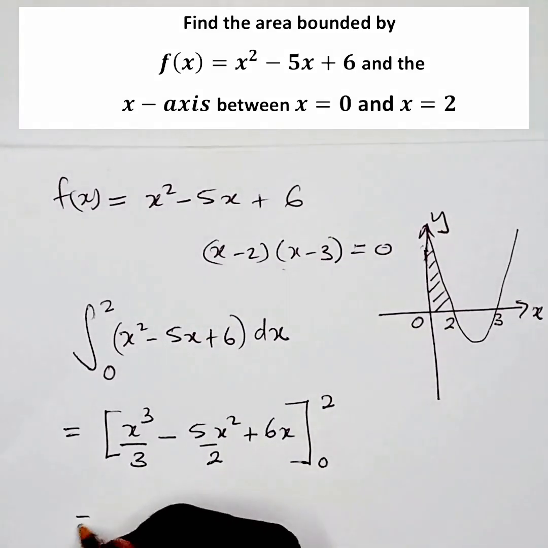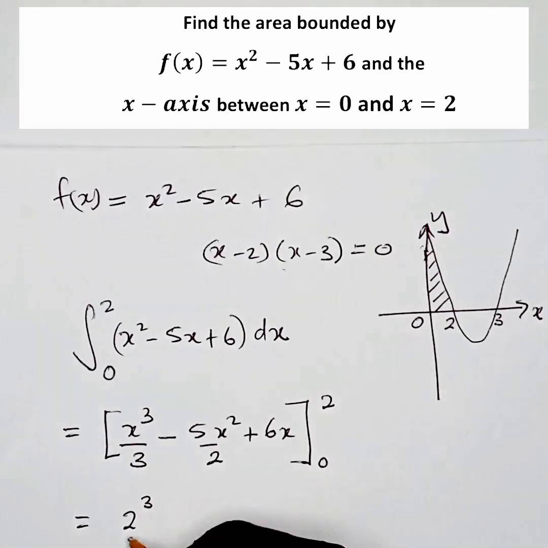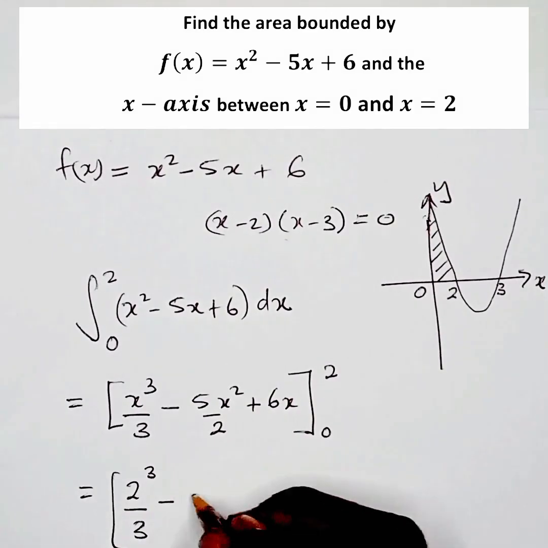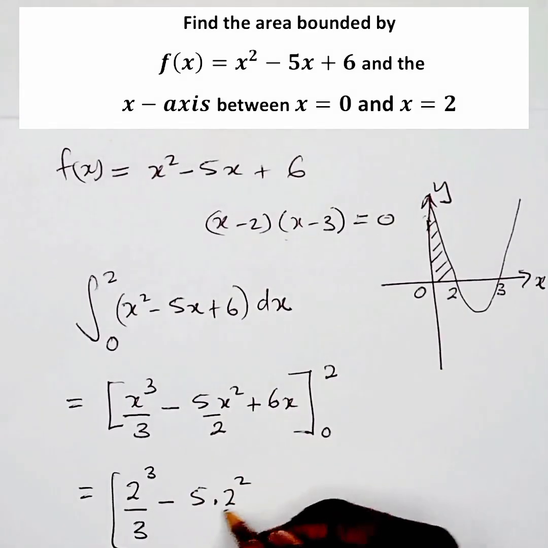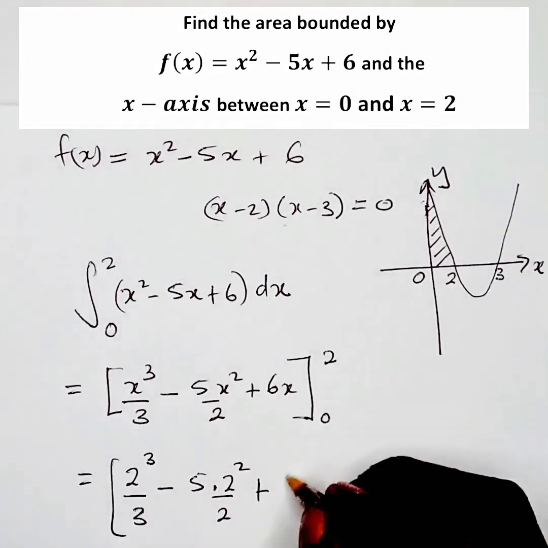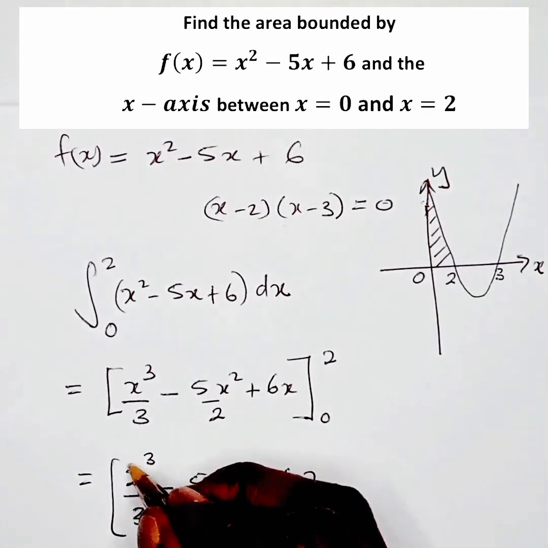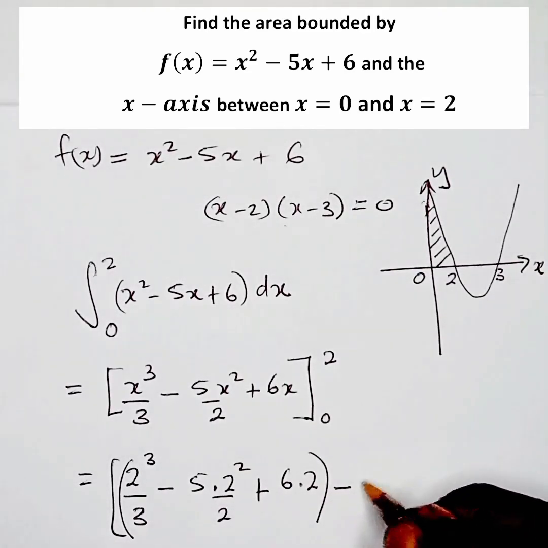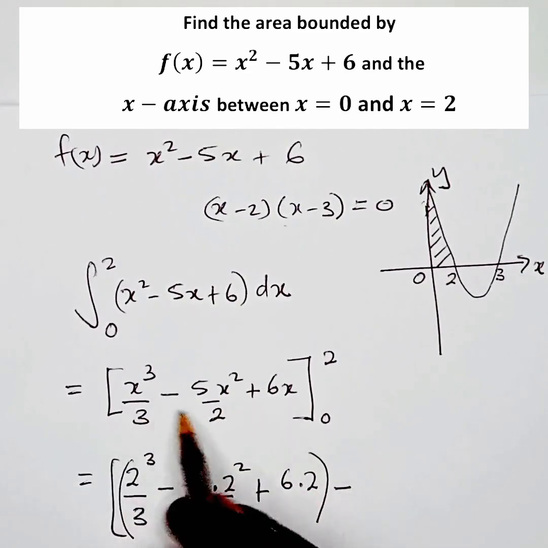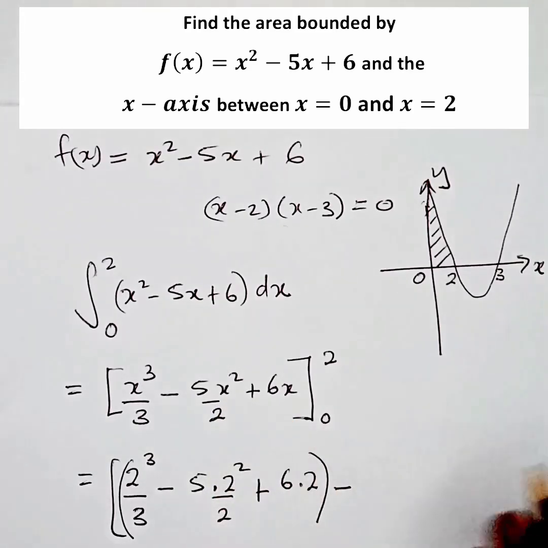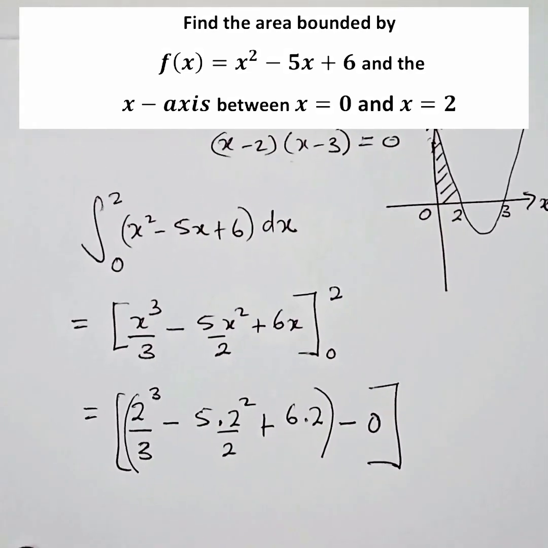So we're going to have 2 to the power of 3 over 3, then minus 5 by 2 squared over 2 plus 6 by 2. Then we have a minus. We get a 0 for every term here. If we put 0 here, you just get a 0, 0 there, you get a 0, and 0 there, you get a 0. So you're going to have a 0 there. So we are going to simplify that part there.